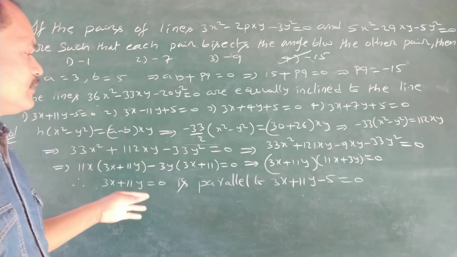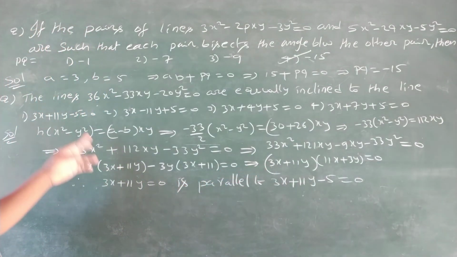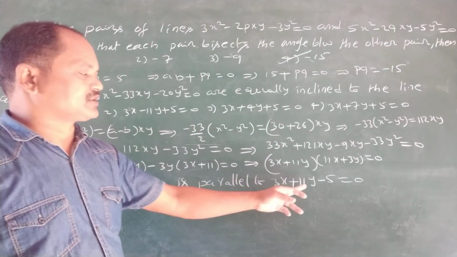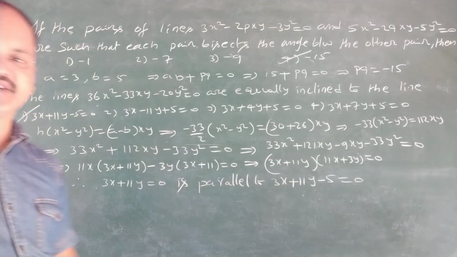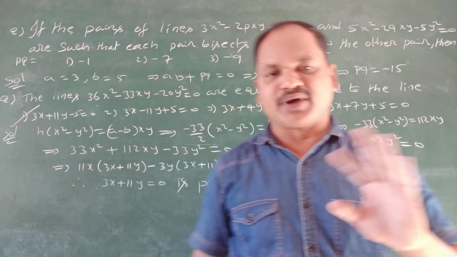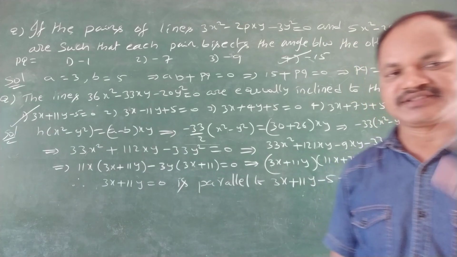So 3x plus 11y is equal to 0 is parallel to the first option, 3x plus 11y minus 5 is equal to 0. That's why the first option is correct. That's all. Okay, this is the concept of pair of angular bisectors.